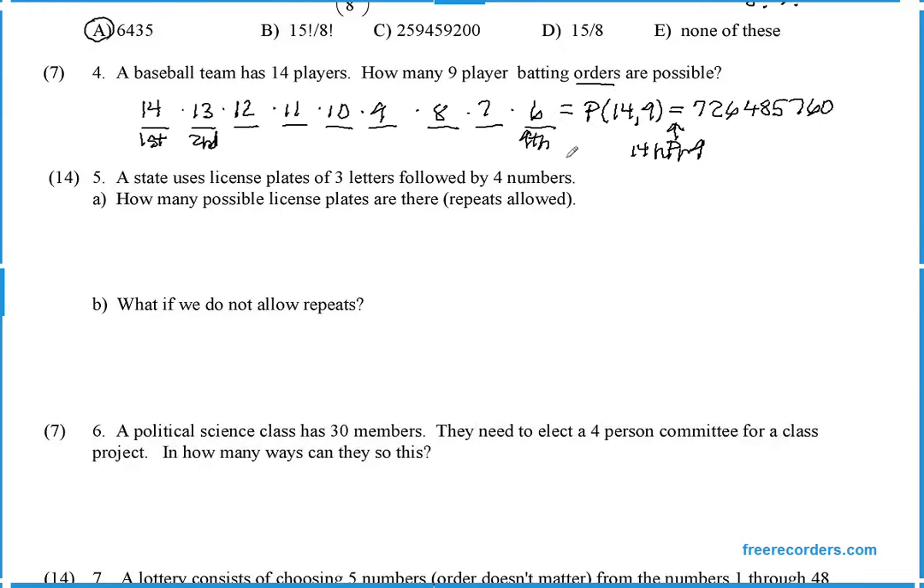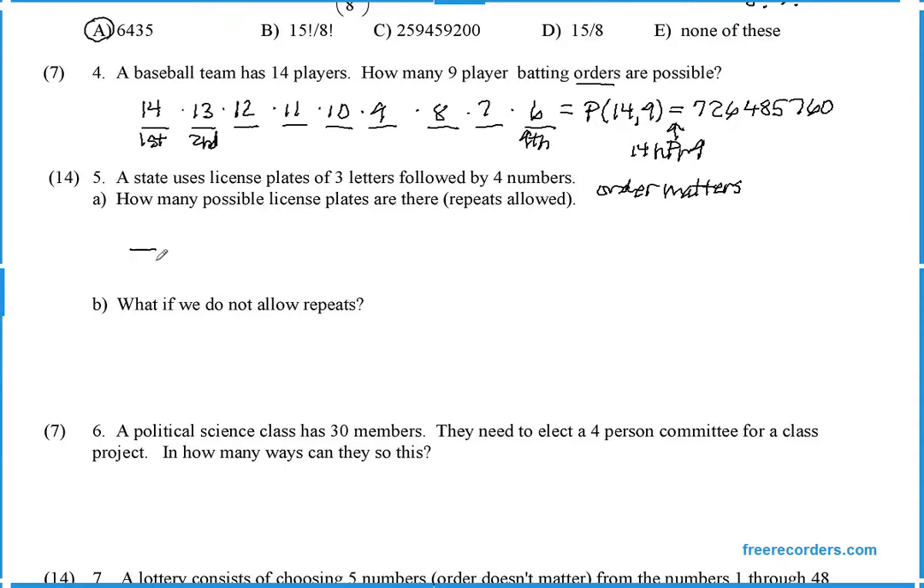Okay, order does matter. A state uses license plates with 3 letters followed by 4 numbers. How many possible license plates are there? Repeats allowed. So order matters here again. So you always want to ask that question, does order matter? So order matters. I think the easiest way to do this one is with the multiplication principle.